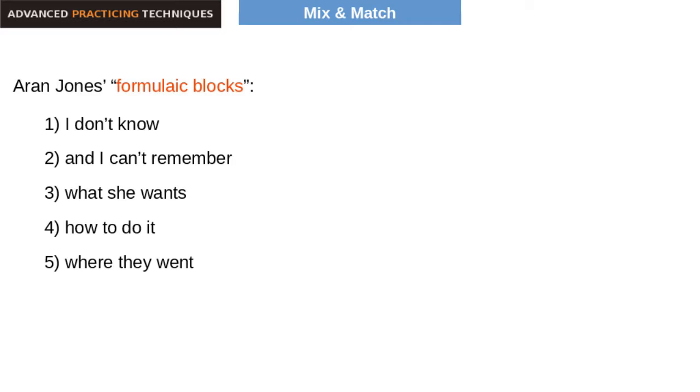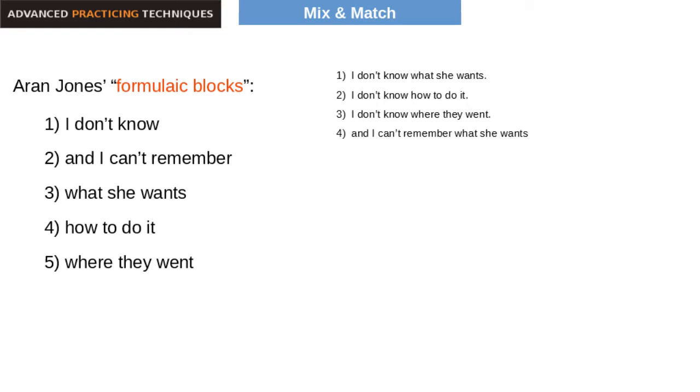Then he shows that with only these 5 formulaic blocks, you now have the ability to say, I don't know what she wants, I don't know how to do it, I don't know where they went, and I can't remember what she wants, and I can't remember how to do it, and I can't remember where they went.